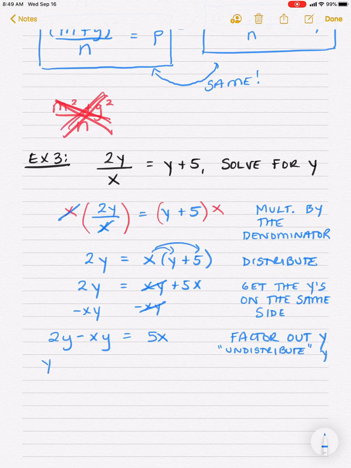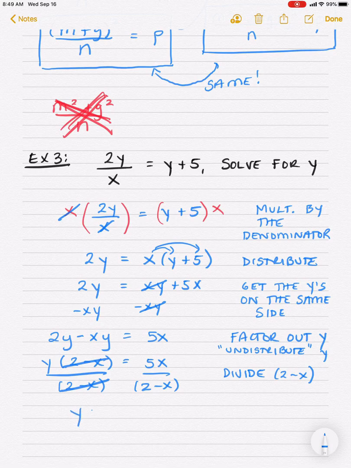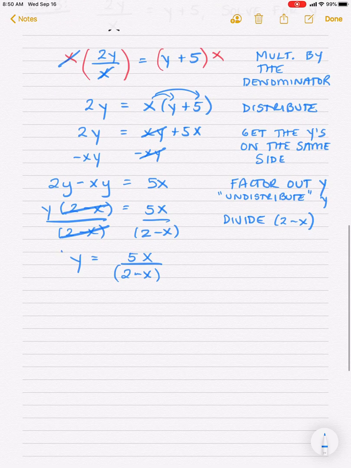So if I pull the y out and leave this as 2 minus x, this kind of has the effect of undistributing it. So you can just mentally picture distributing the y, and we'll get back to the step that we had. Now that you've factored it out, we're going to divide by the quantity 2 minus x. And when I divide by this quantity, you can see here that we just got y by itself. And our answer is going to be 5x divided by quantity 2 minus x. You don't have to have that bottom part in parentheses.